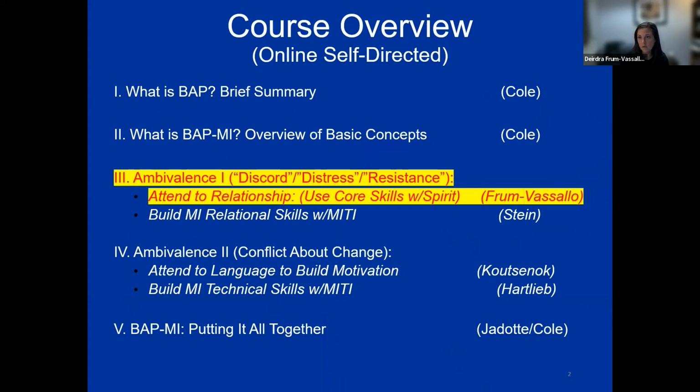So this is the overview of the course thus far. What's highlighted is where we're going now, which is the first of two facets of ambivalence, and looking at the use of the core skills and the spirit.